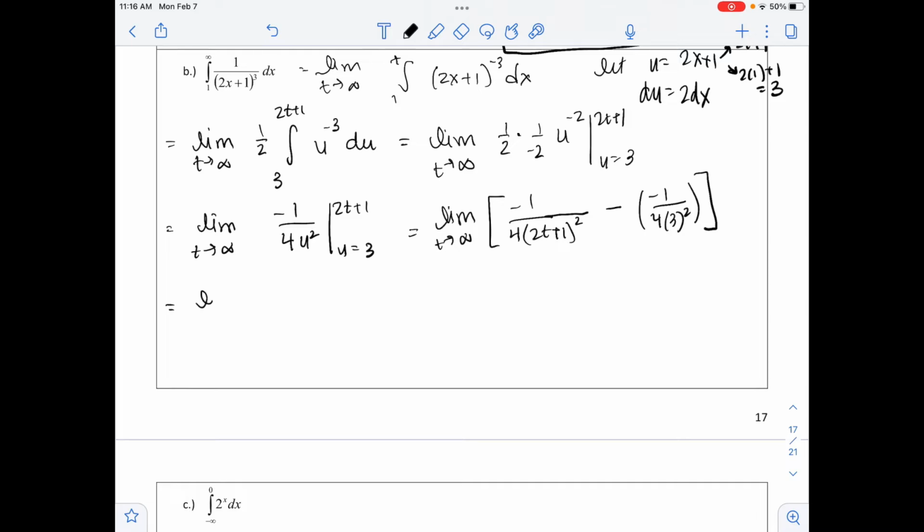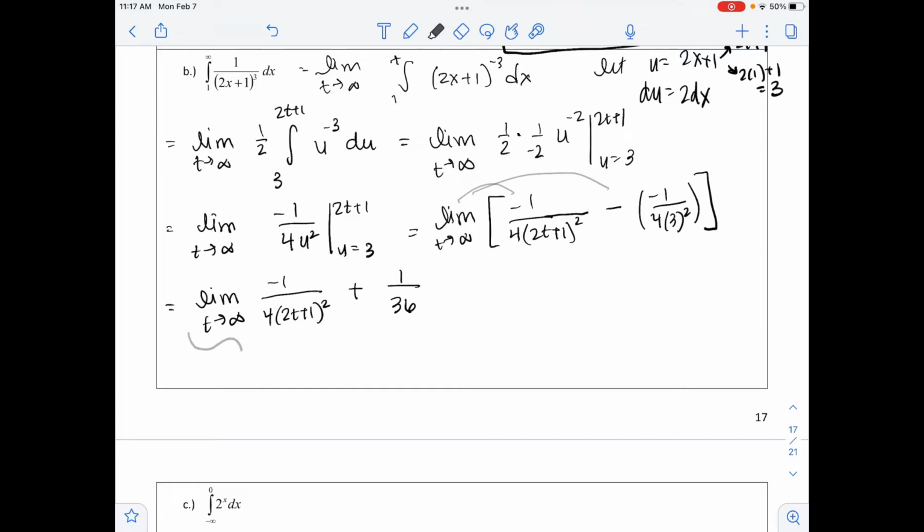And so the limit goes to both of these, gets distributed in. However, that second term is just a constant again, so the limit doesn't matter. The limit of a constant is just that constant. And so we have negative 1 over 4 times (2t plus 1) squared plus, and that's going to be 1 over 4 times 9, or 1 over 36.